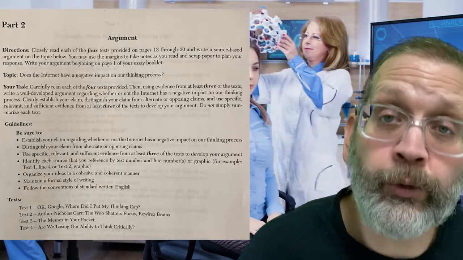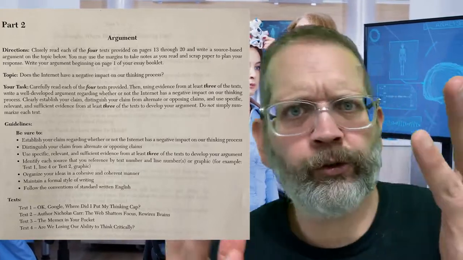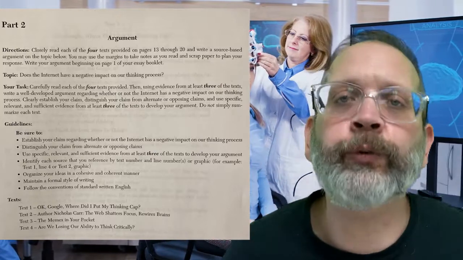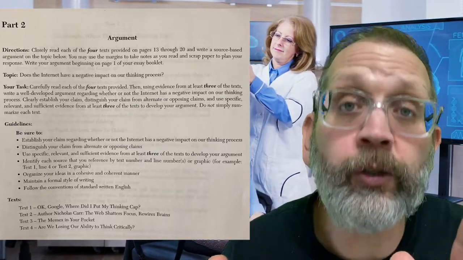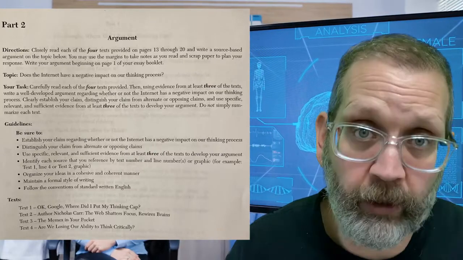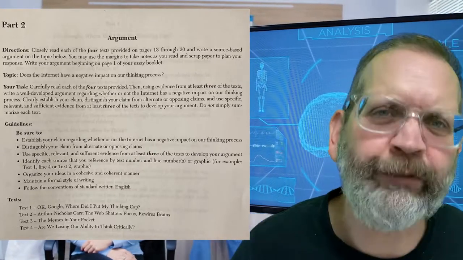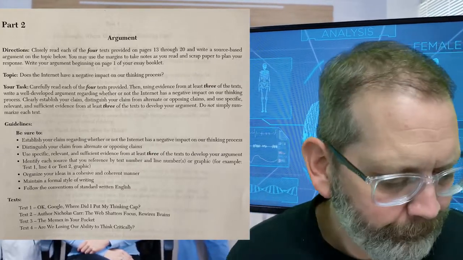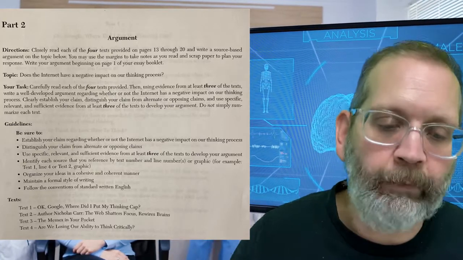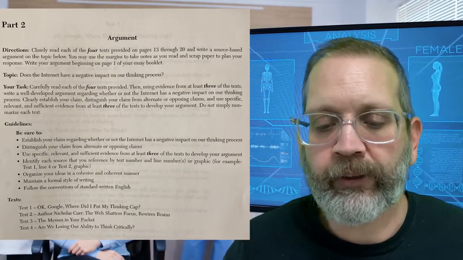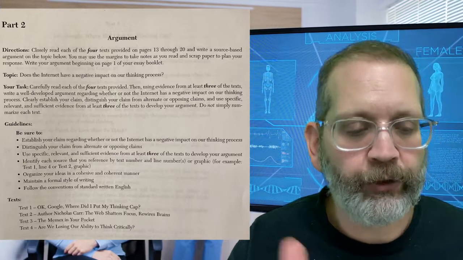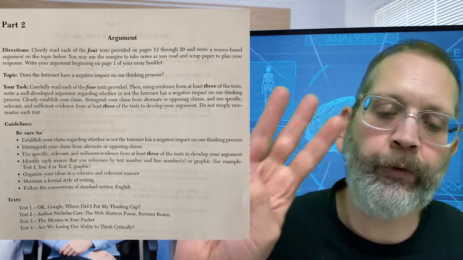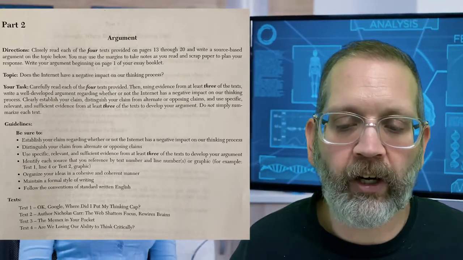So make sure you use at least 3 texts. Can you use all 4? You absolutely can. You're not required to use all 4, but you are welcome to use all 4. You have to use at least 3. And then it says, clearly establish your claim, distinguish your claim from alternate or opposing claims, and use specific, relevant, and sufficient evidence from at least 3 of the texts provided to develop your argument.